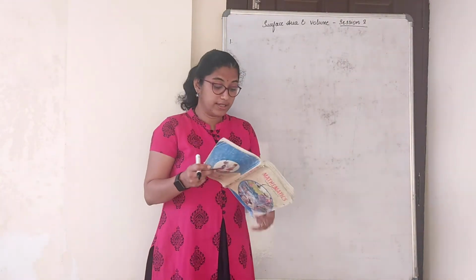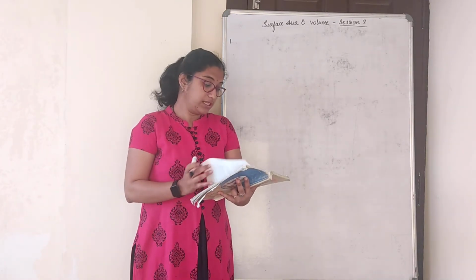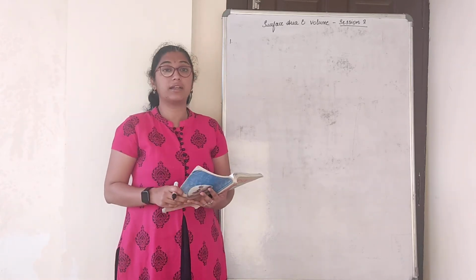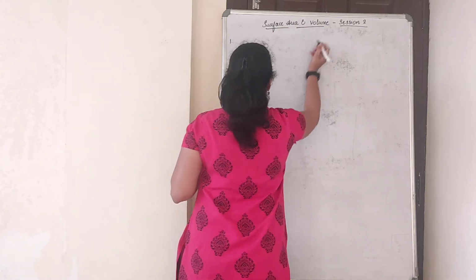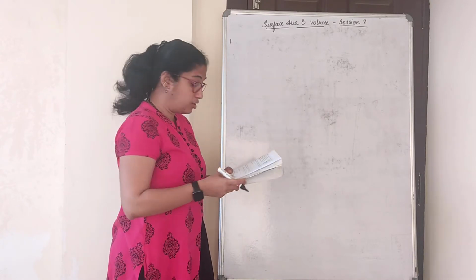Good morning. We'll start session 2 on the chapter Surface Area and Volume. Today's session is about a combination of solids, but we will start with volume. Yesterday we studied surface area. The same concept we are going to apply here. Try to take common factors and then solve it.